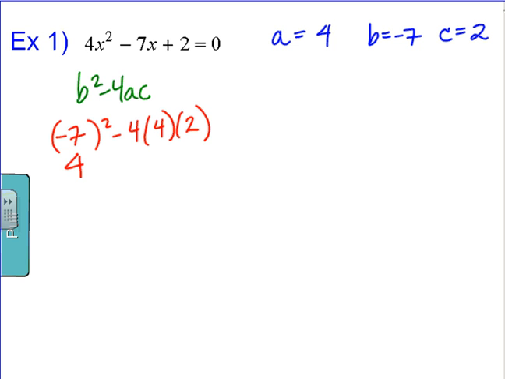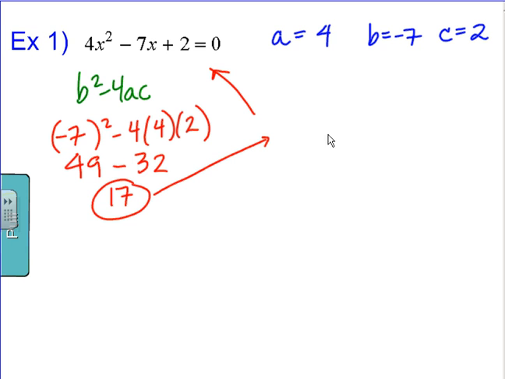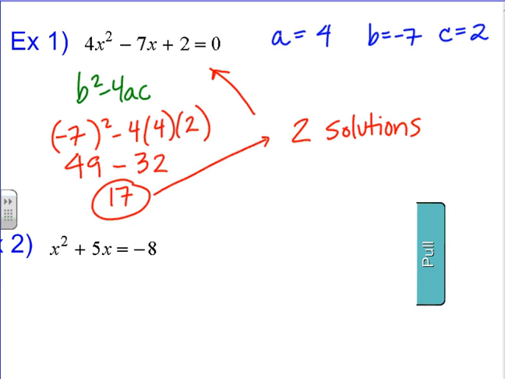Well, this would be 49 minus 16 times 2 is 32. 49 minus 32, that's going to be 17. Well, since 17 is a positive number, that means that this particular quadratic will have two solutions, or will be crossing in two places on the x-axis. Let's take a look at another one here.